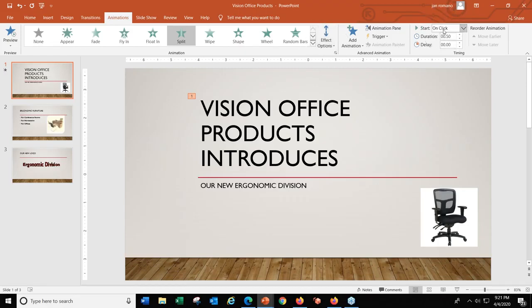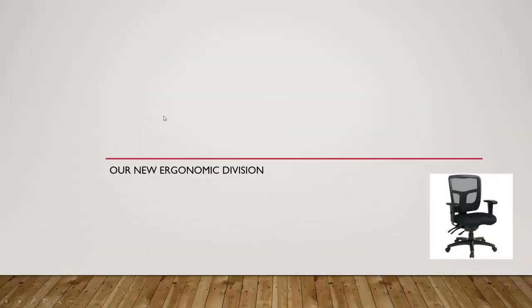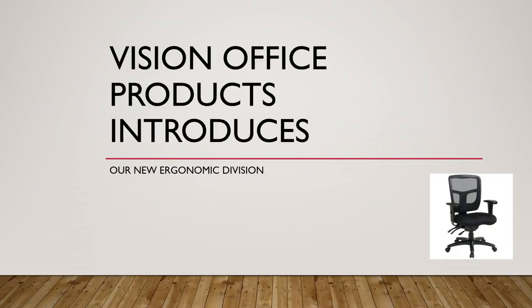And the last choice is up here, start. How do I want this animation to start when I run the slideshow? I'm going to run the slideshow right now. I'm going to come down here to the bottom. I'm going to click. Notice I'm not going to see that because I left my choice as on click. And what that means is when at the right time that I want this to show up, it will show up when I click the mouse.